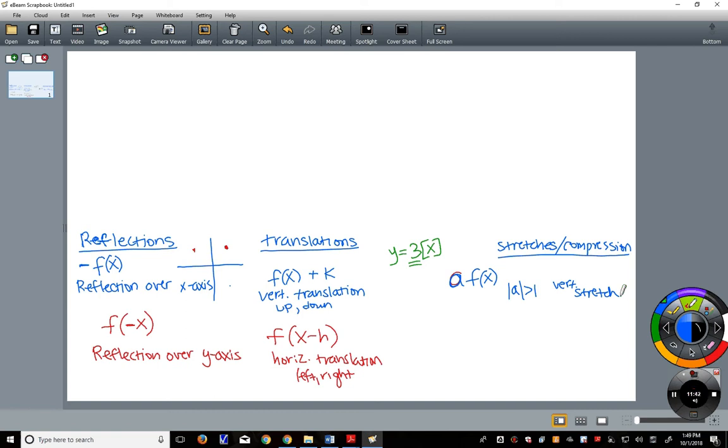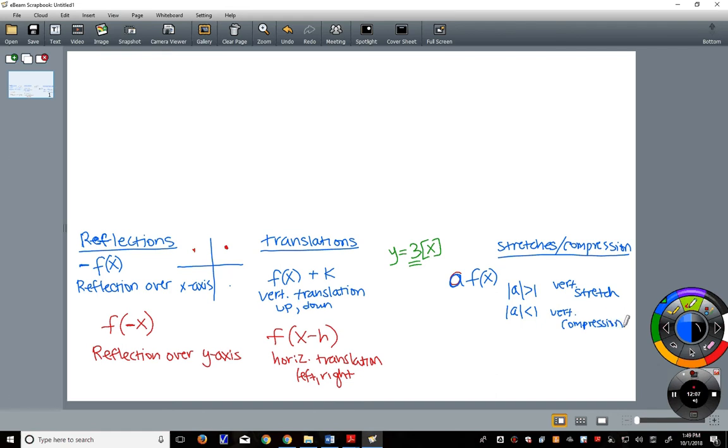So here in your notes, when you see me use the absolute value bars, I'm using that because I'm not caring about the negative. I already talked about what the negative would do over here. Now I'm just wondering what the numbers are going to do. All right? Okay, if the a is less than 1, then that causes a vertical compression.